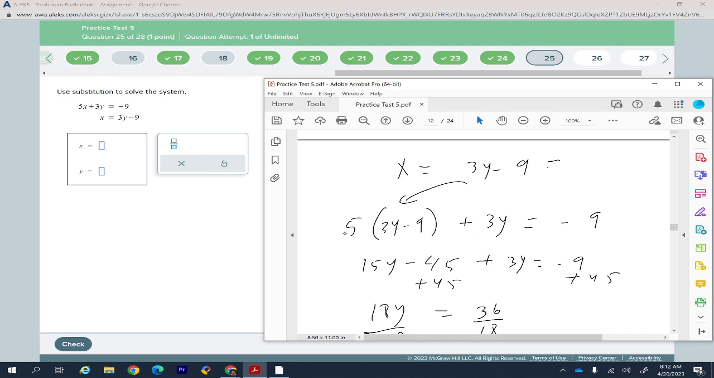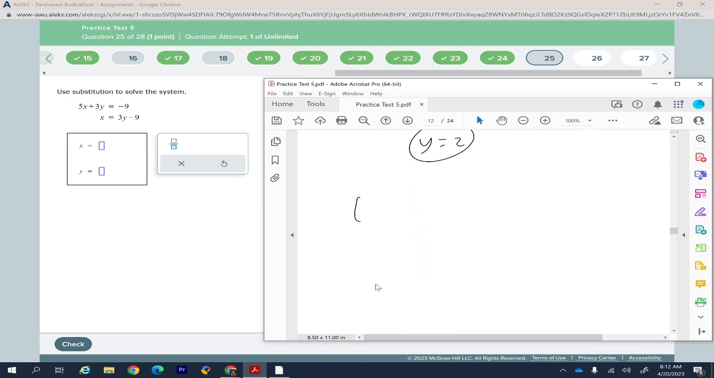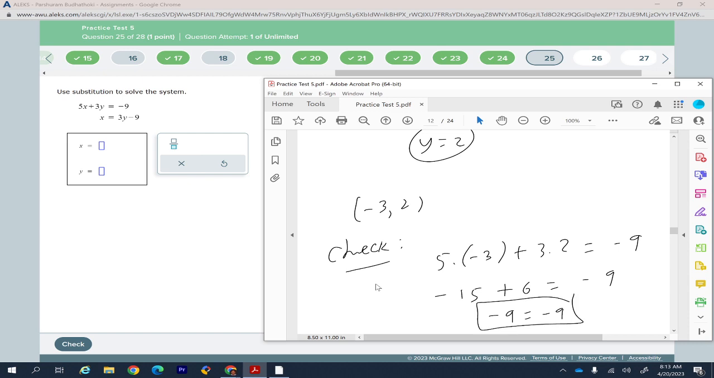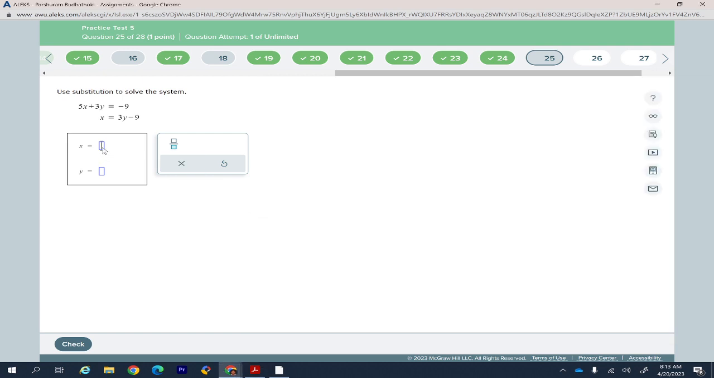And now we can find the solution for the x by using this x: 3 times 2 minus 9, which is 6 minus 9, is minus 3. Always check your solution. Go back here in the first equation, put x equals negative 3 and y equals positive 2. That would be negative 15 plus 6, which is negative 9 equals negative 9. So that means that's the right answer. So the answer is negative 3 and positive 2.